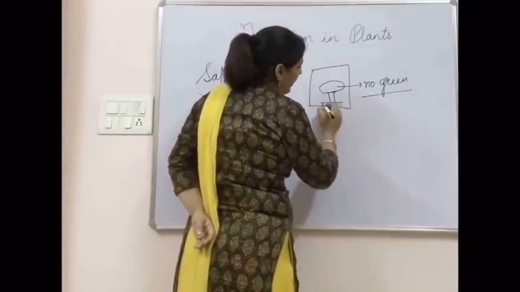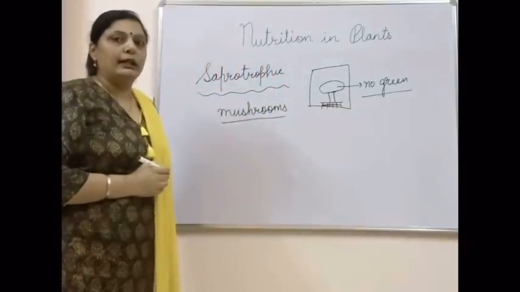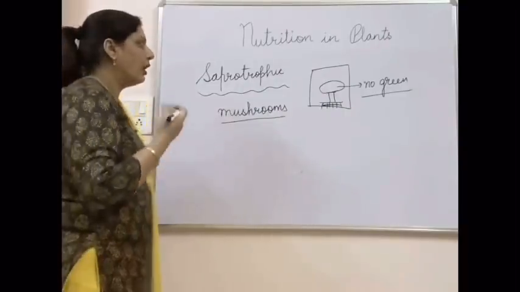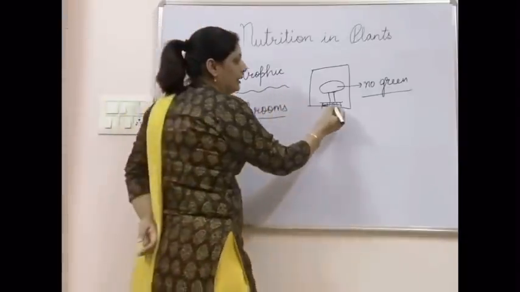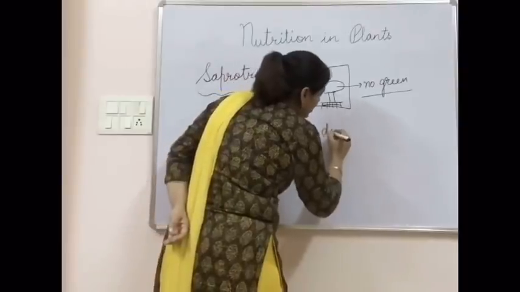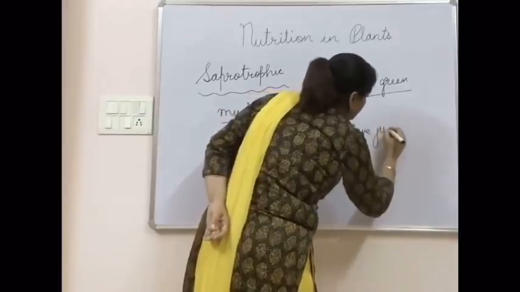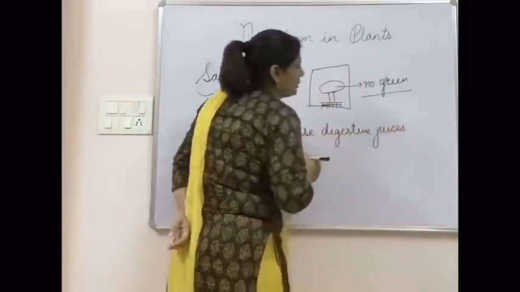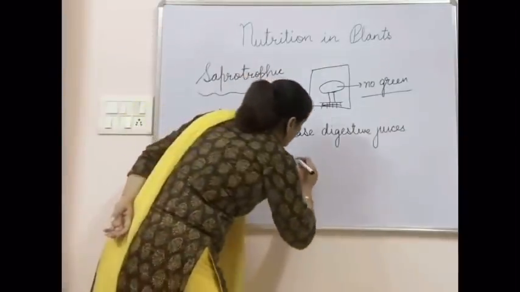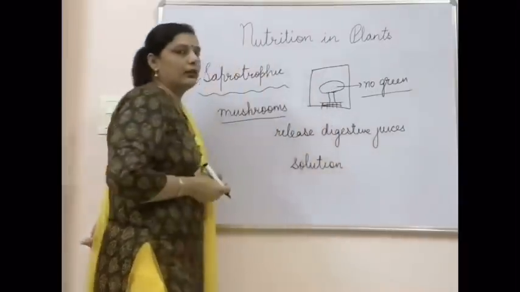This is the soil part here. So it takes its food from this. It takes its food from the dead and decaying matter which is present in the soil. And how does it take it? It has the ability to release certain digestive juices on the dead and decaying matter, and these digestive juices will ultimately convert the dead and decaying matter into solution form, and this solution is then absorbed by the fungus.